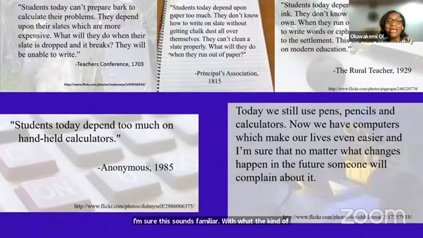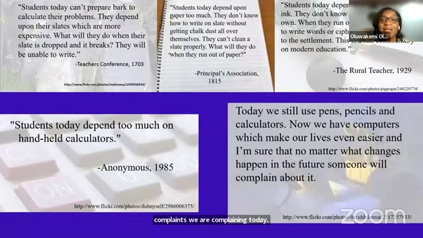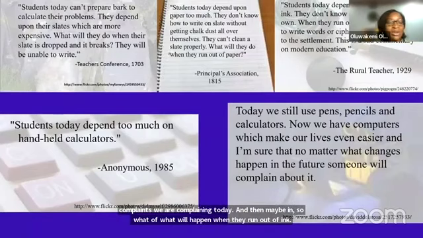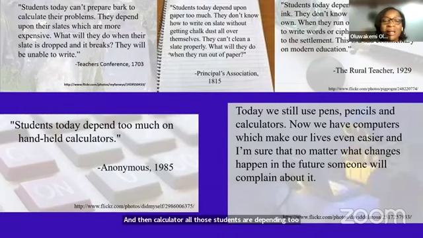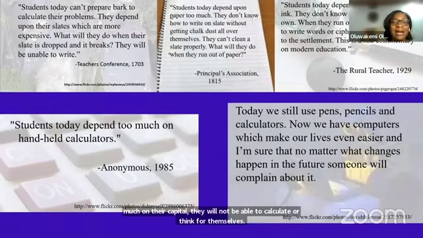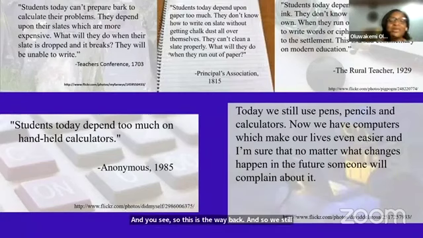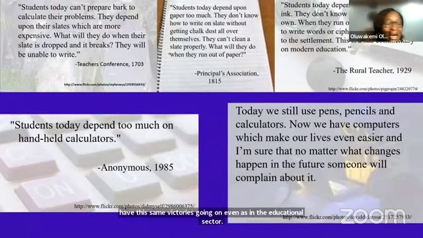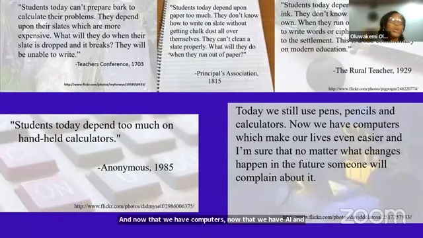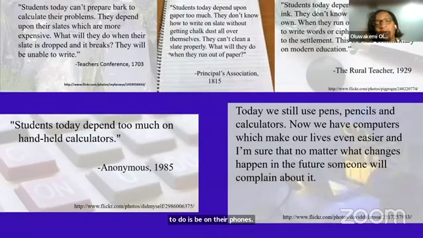And then when the ink came over, so what will happen when they run out of ink? And then calculators, they said, oh, students are depending too much on handheld calculators. They will not be able to calculate or think for themselves. And you see, this is even way back. And so we still have this same rhetoric going on in the educational sector. And now that we have computers, now that we have AI and all that, there's this complaint, oh, students don't want to learn, all they want to do is be on their phones. All they want to do is be on social media. And so why can't we meet them on their phones? Why can't we meet them on their social media?